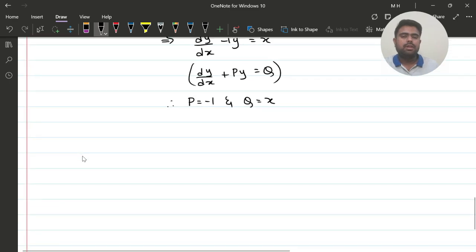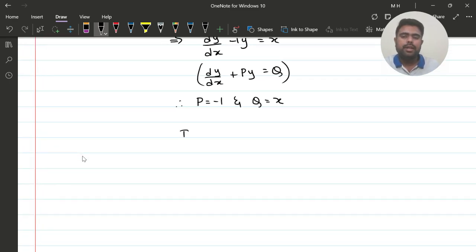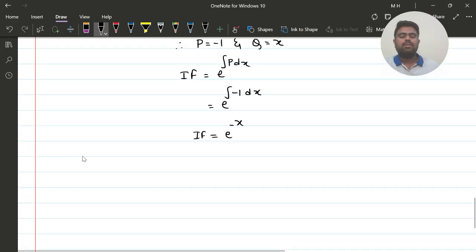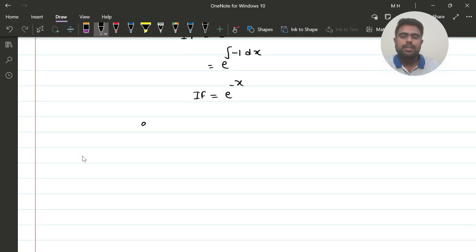now once we have this, we have to find the integrating factor. The integrating factor is equal to e raised to the integral of p dx, which is equal to e raised to the integral of minus 1 dx. The integral of 1 is of course x, so therefore e raised to minus x is our integrating factor. Once we find the integrating factor, we can write the general solution. Therefore the general solution is y into integrating factor is equal to integration of q into integrating factor dx.